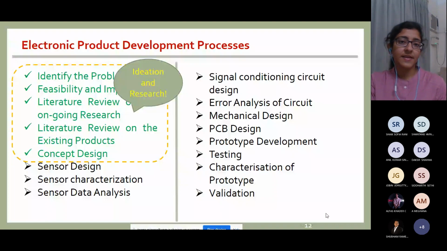Maybe it is an electronic product, maybe mechanical, anything. You have to go through this ideation and research process. Okay.